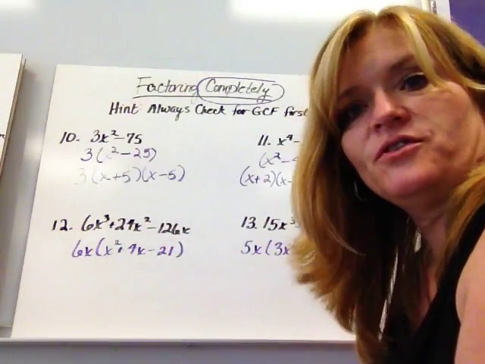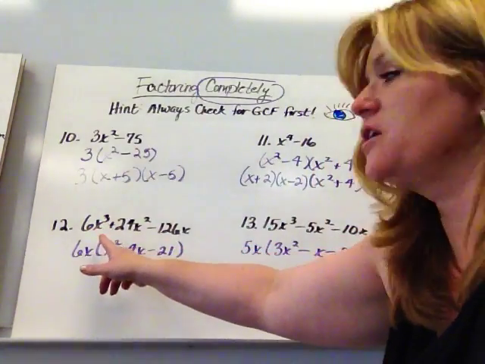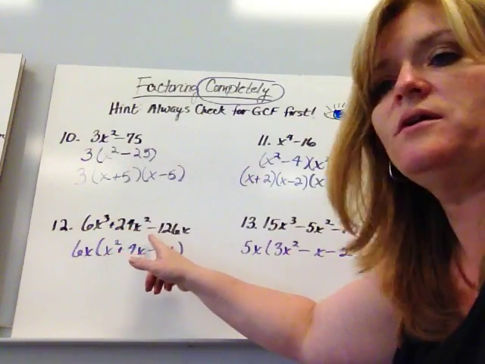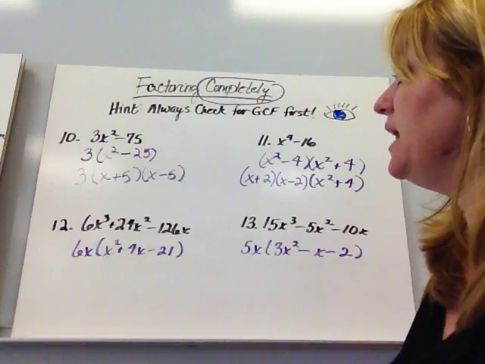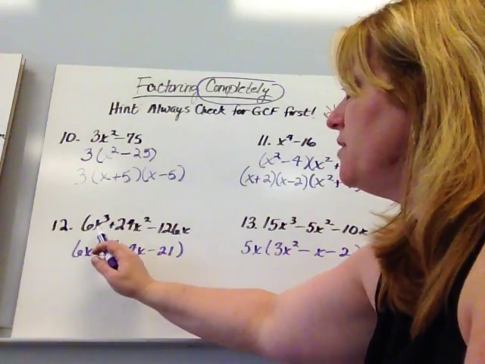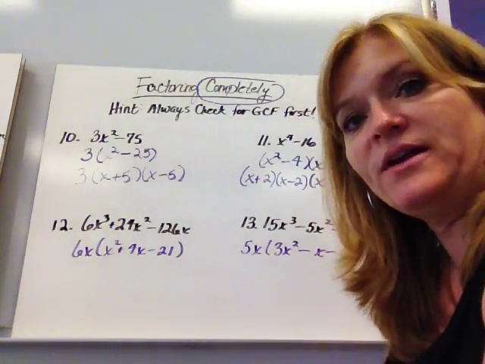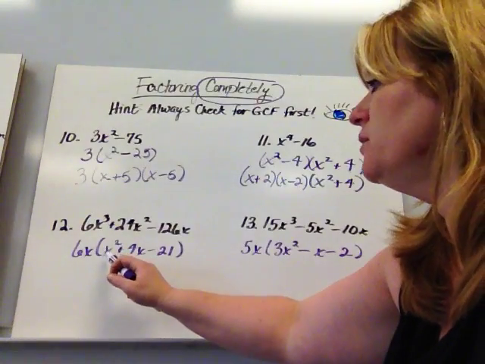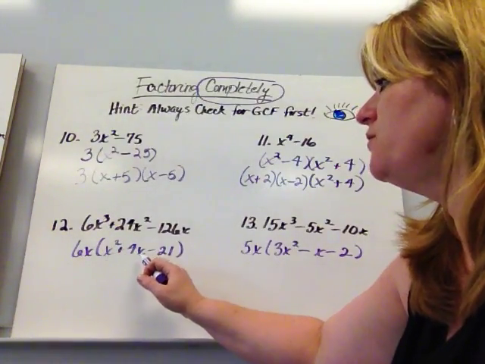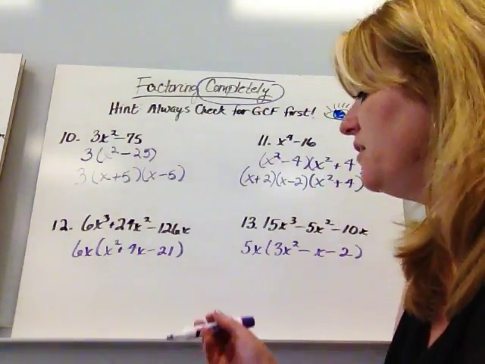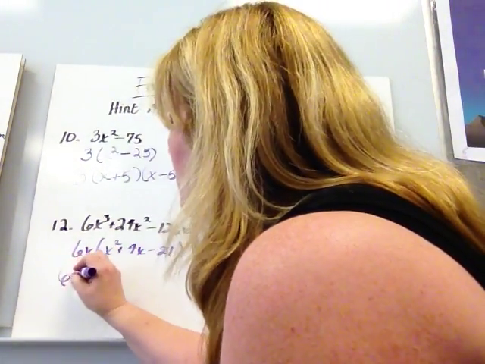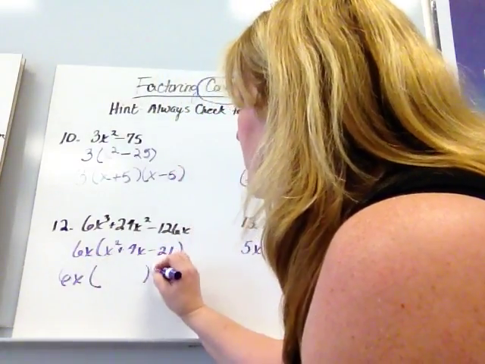I did the first step first to kind of get us started. We have 6x cubed plus 24x squared minus 126x. And I looked at all three, and I see I could take a 6 out of all of them, and I can take at least one x out. So I did that to make it simpler, and look what I ended up with, x squared plus 4x minus 21, which is great because that's a lot easier to factor. Now the 6x is going to hang out while I factor that some more.